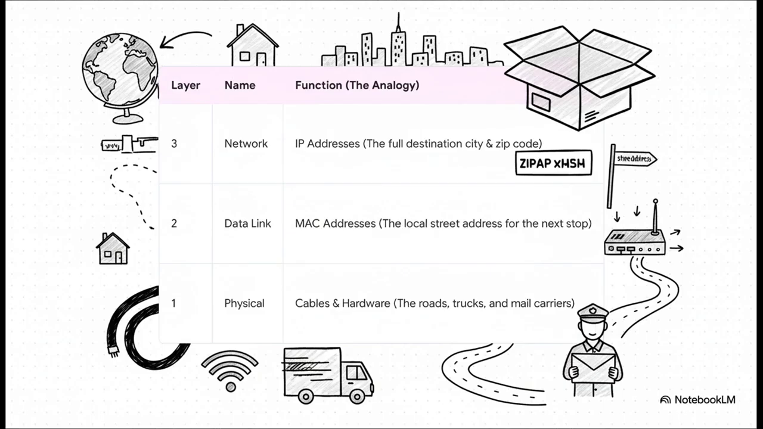Then, layer 2, the data link layer, adds what's called a MAC address. Think of that as the specific street address for the very next stop on the route, like the local post office. And finally, layer 1, the physical layer. Well, that's the actual stuff, the cables, the Wi-Fi signals, the hardware. It's literally the roads, trucks, and mail carriers that are physically moving your data.